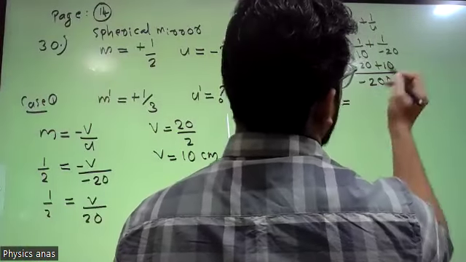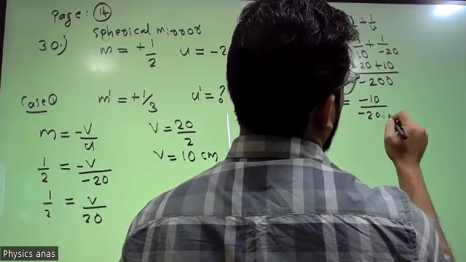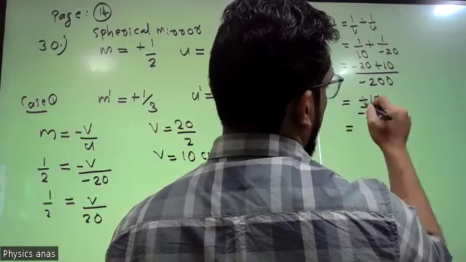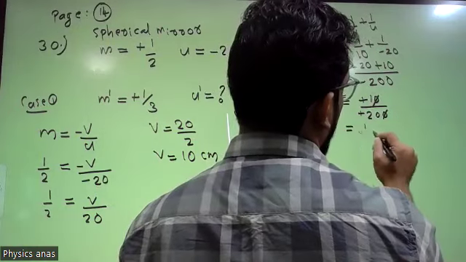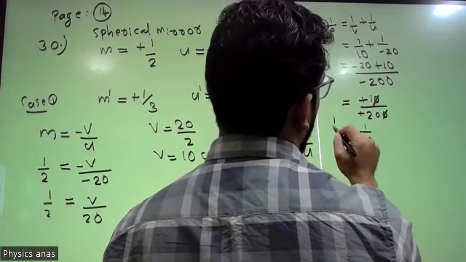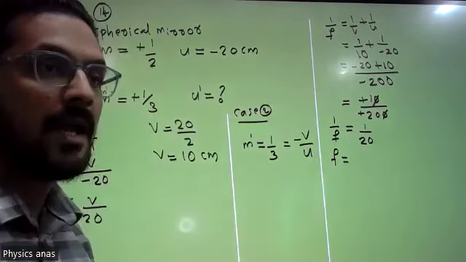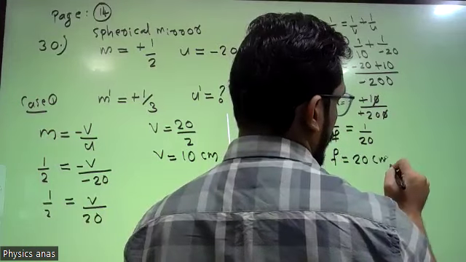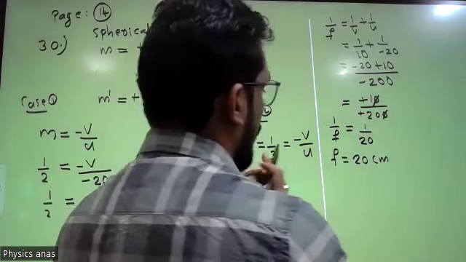Minus 20 plus 10 will be minus 10 divided by minus 200. What is it? The 0 is gone. Minus and minus will be plus, 1 by 20. 1 by 20 is 1 by f. So f is what? f is 20. Just take 20 for f. Right? f is 20. So you have f now.